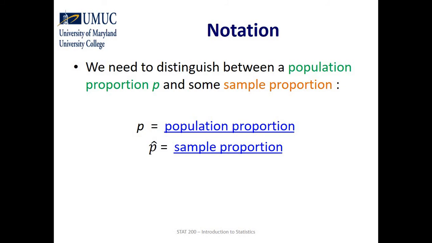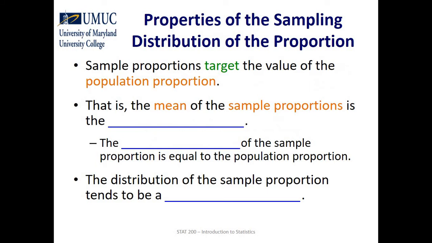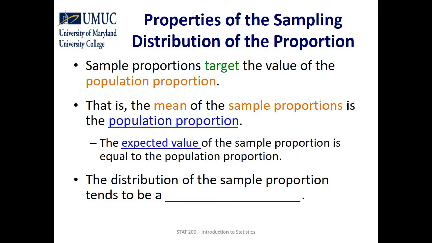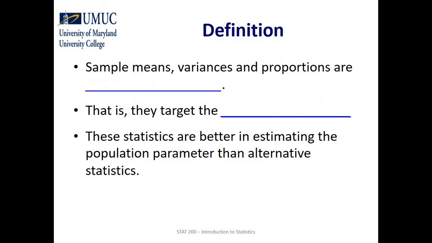Okay, now sample proportions target the value of the population proportion. That is, the mean of the sample proportions is the population proportion. The expected value of the sample proportion is equal to the population proportion. Same kind of thing that we had with the sample means. Okay, in this case, the distribution of the sample proportion tends to also be normally distributed like that of the sample means.